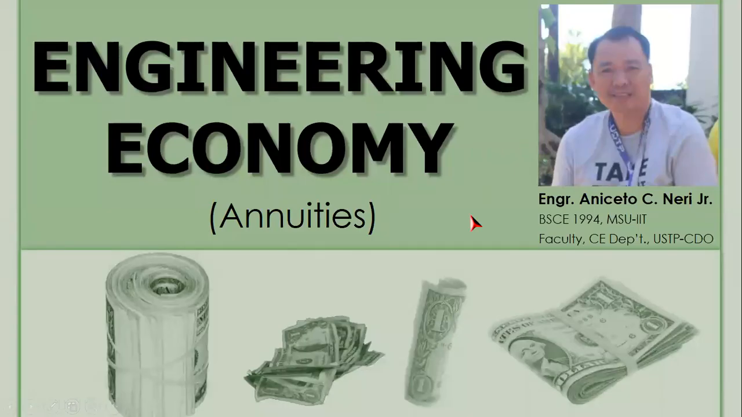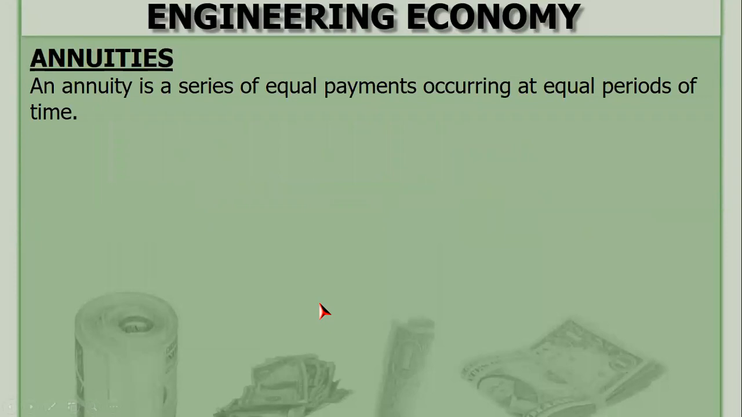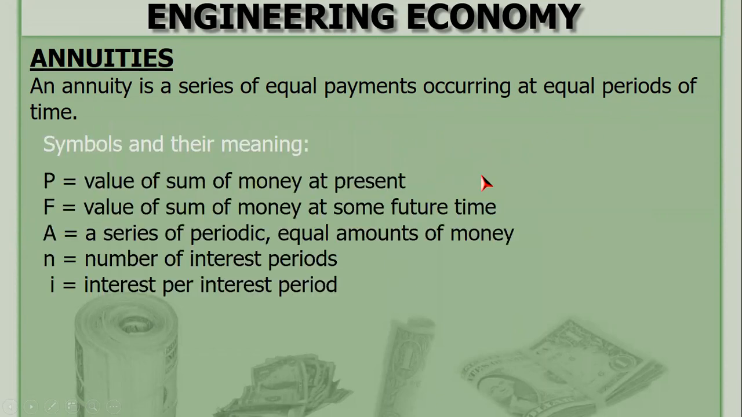For this video, I'm going to discuss annuities. An annuity is a series of equal payments occurring at equal periods of time. So, a series of equal payments at equal periods of time. Symbols and their meaning.